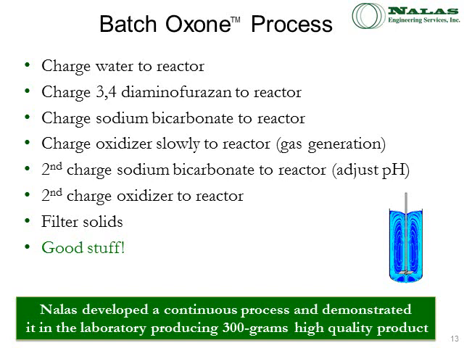knew that if pH wasn't within a certain range, you would form these impurities like the aminonitrofurazan that we talked about, and the DAS-EF that we talked about. Then there's a second charge of the oxidizer. Finally, you filter your solids, and you had good stuff.